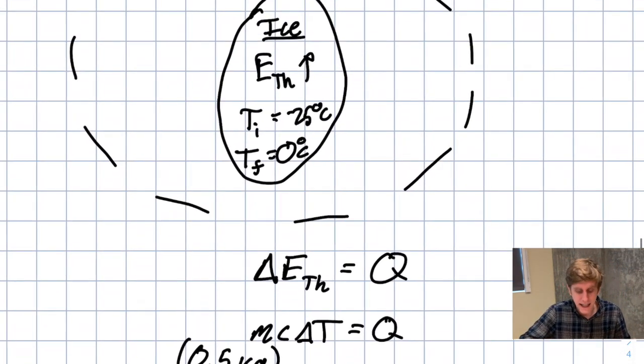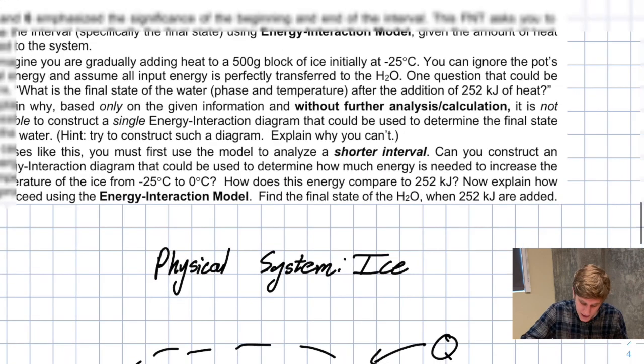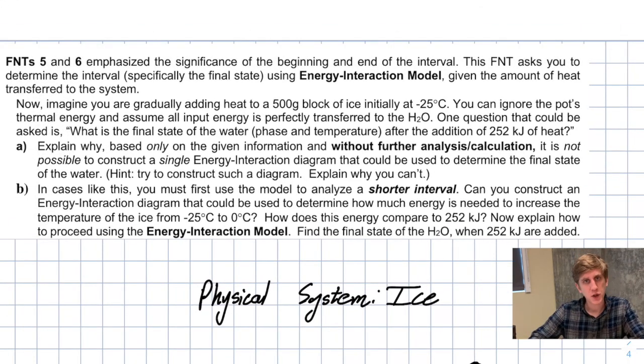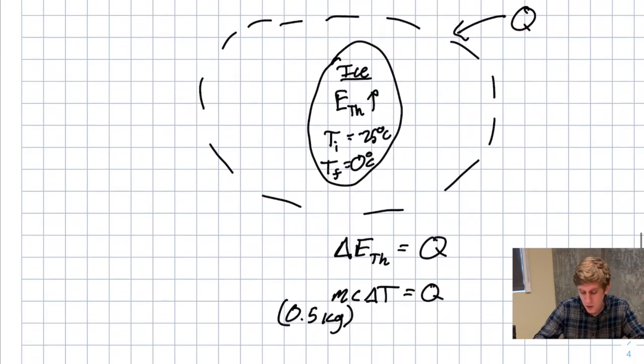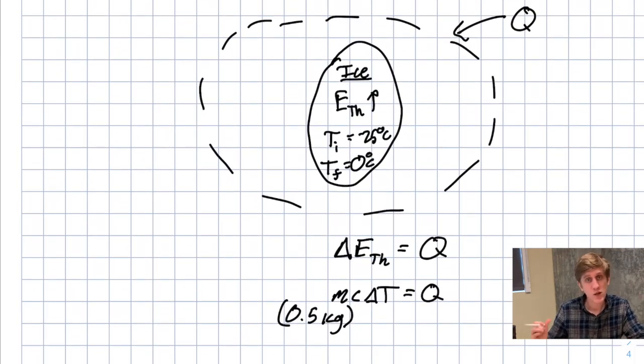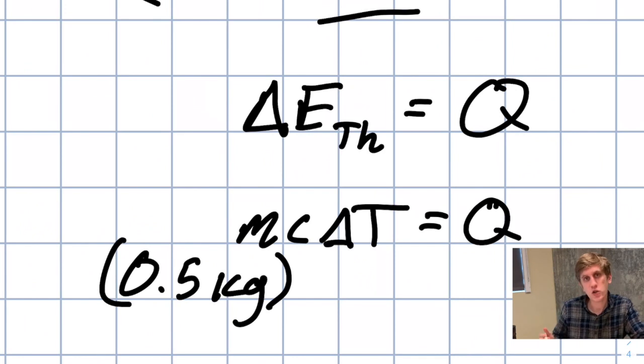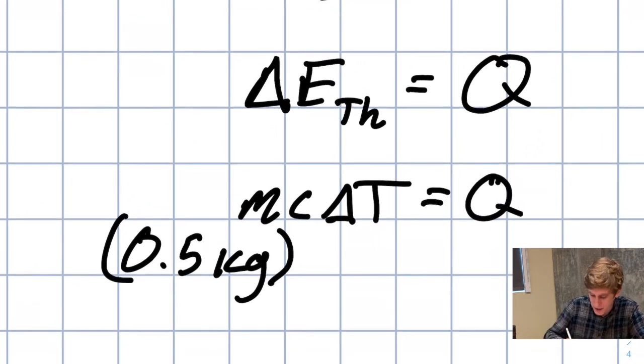Next, we need C, the specific heat of the ice. It's not given to you in this problem, but you're not expected to memorize these. If you were to see a problem like this on a quiz or a test, you would always be given this number. It turns out that the specific heat of ice is roughly 2.1 kilojoules per kilogram degrees Celsius.